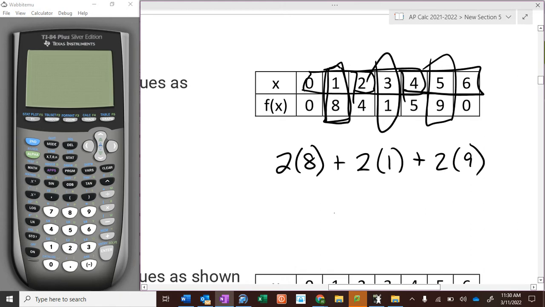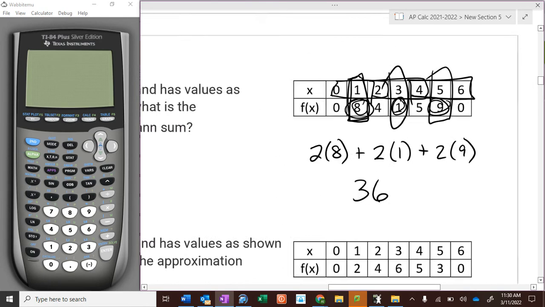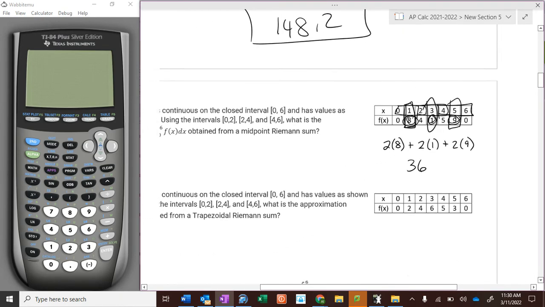There's 3 intervals. So it's a midpoint Riemann sum. So it's 16 plus 2 plus 18. Yeah, we're using this number, okay, and then 2 times each of them because they're each 2 wide. Yeah, and then these are the midpoints of those. Okay, that's a midpoint Riemann sum.